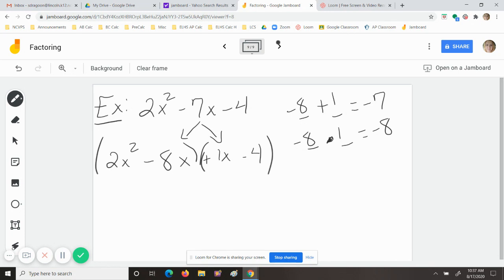Let's take a look at the first group. What do they have in common that we could take out from both of them? We could definitely take out a 2 and we could take out an x. If we divide 2x squared by 2x, that gives us 1x or just x. If we divide negative 8x by 2x, that gives us negative 4.